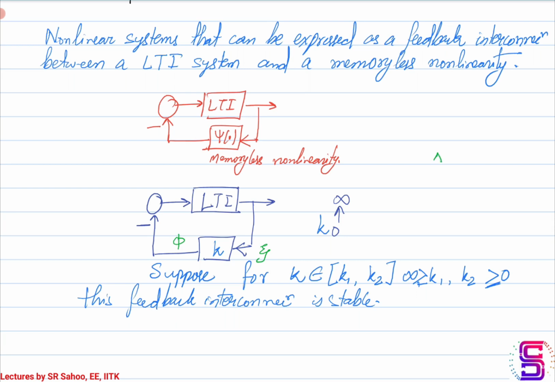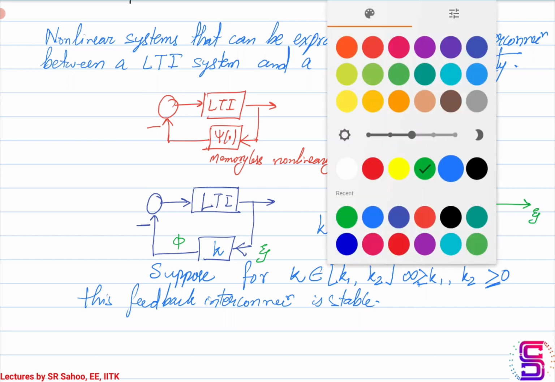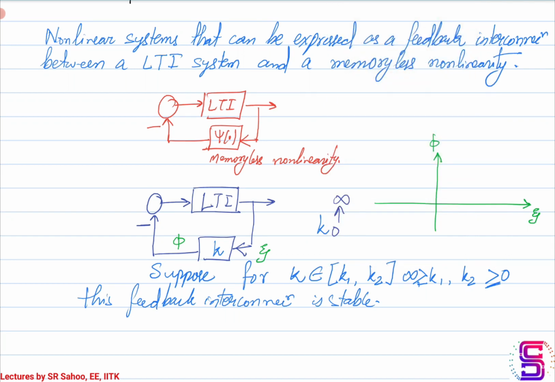Then essentially this means that if this is the xi axis and this is the phi axis, then k1 and k2 represent two straight lines, one with a slope of k1 and another with a slope of k2. So the range k1 and k2 in the phi xi axis represents two straight lines, one with a slope of k1 and another with a slope of k2.